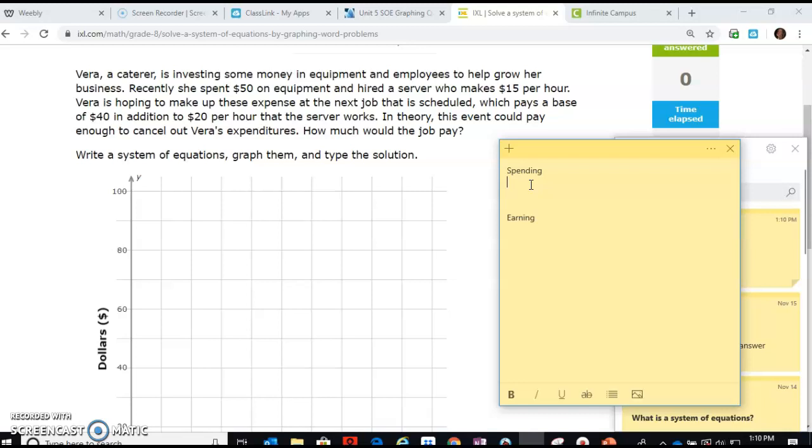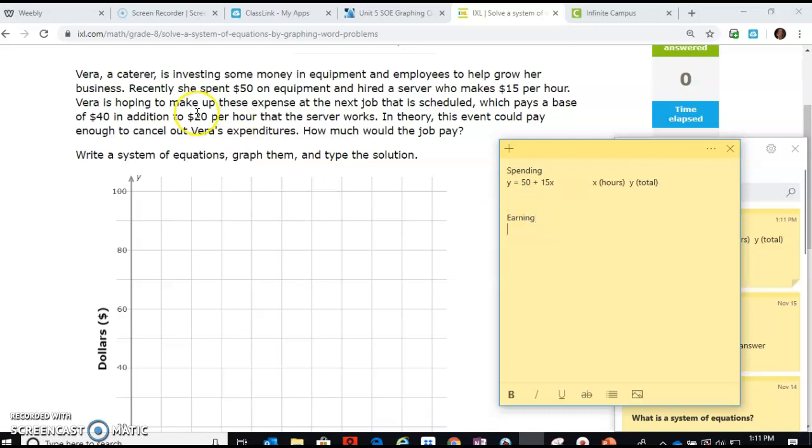So currently, the Y is her total dollars, the total amount of money that she's going to spend. It looks like she spent $50 on equipment, and she hires a server who gets $15 per hour. So X is my hours. If I wanted to write that note, X is hours, Y is total money. If I was doing this on scrap paper or in a test, I would be writing all that out just to make sure I'm staying on track.